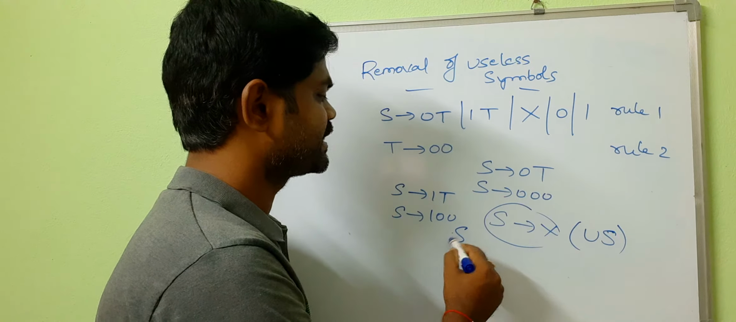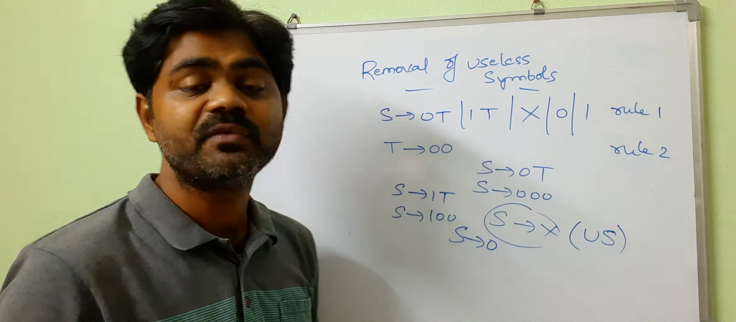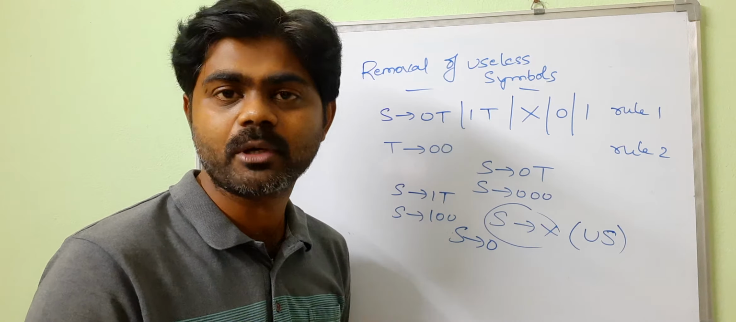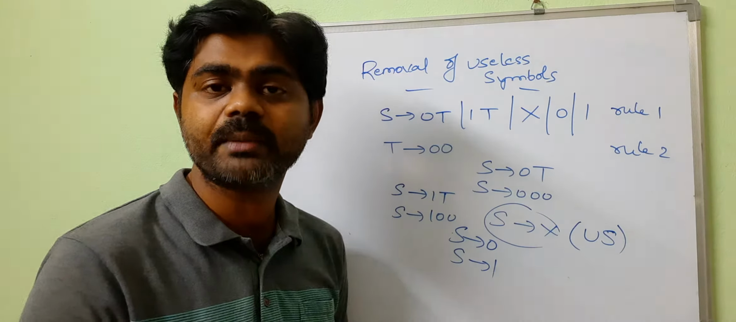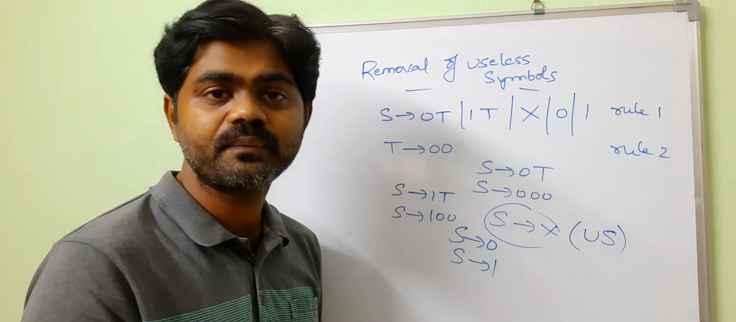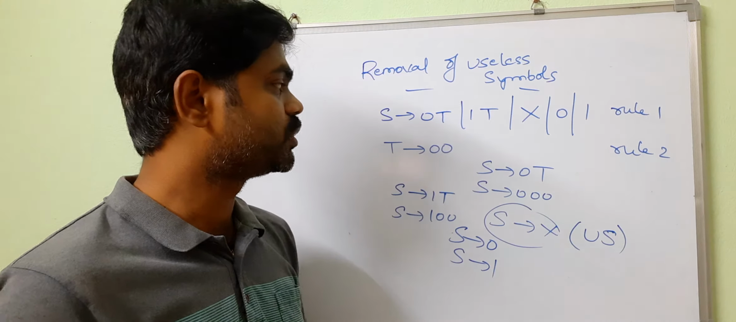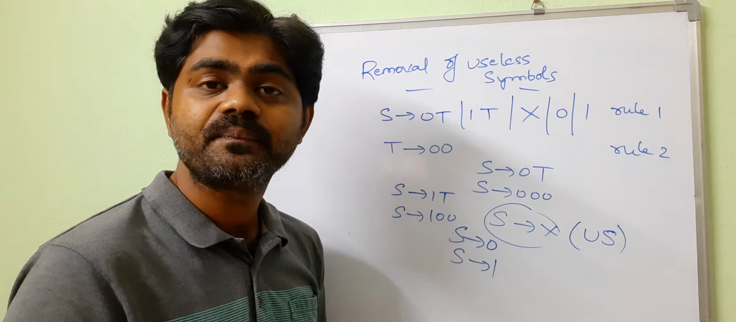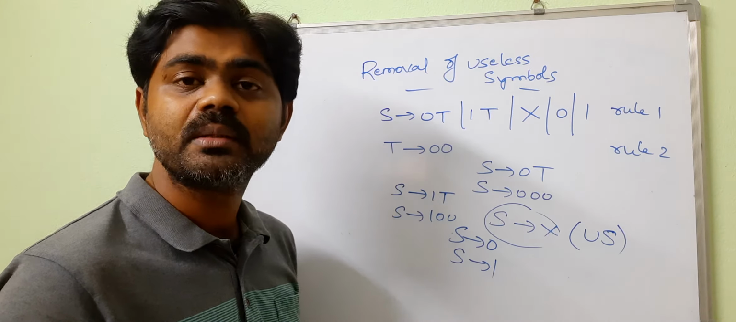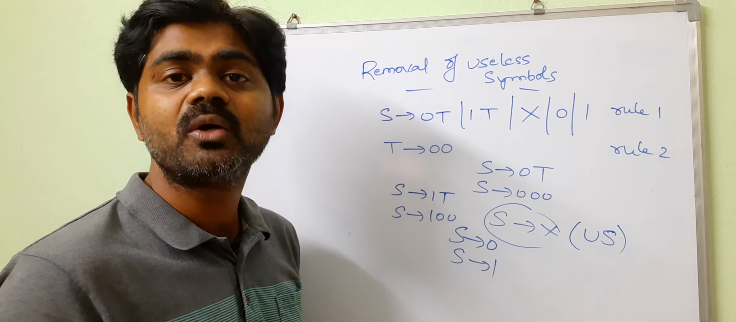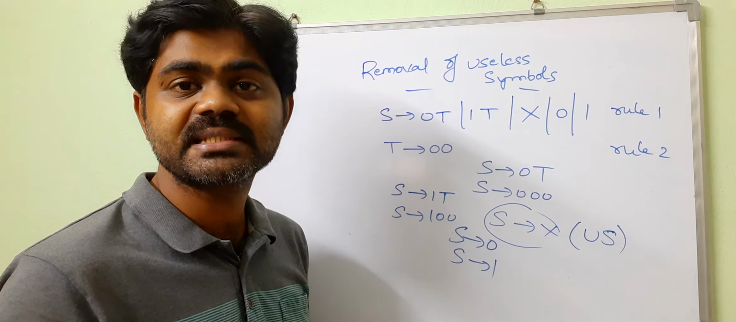And next, S tends to 0. And we have non-terminal tends to terminal. That's not a problem. S tends to 1. Even this is not a problem. Why? Because we have a non-terminal tends to terminal. And coming to rule 2, we have T tends to 0, 0. So this is also not a problem. So what is our final outcome after removing useless symbol?